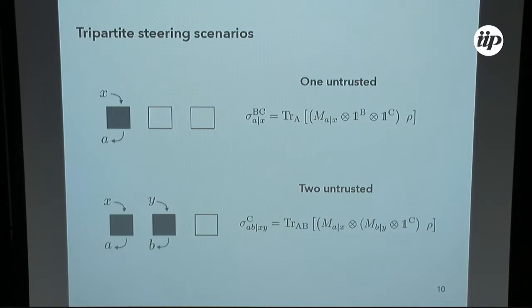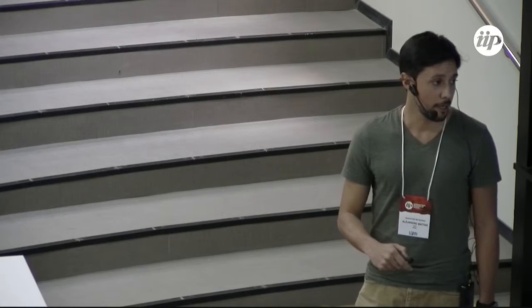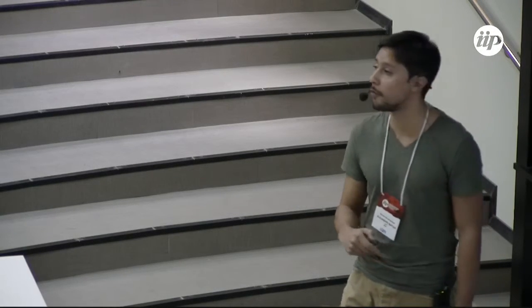Okay, so we will also focus on the tripartite case, of course, for simplicity. So in the tripartite case, you have three boxes, and you have two possible steering scenarios: either one untrusted box or two untrusted. In the case of one untrusted, you have a reduced state for boxes B and C, which is conditioned on the outcome A and the input X of the first box. And if now I have two untrusted or two uncharacterized parties, in that case, the state that the white box C receives is conditioned now on measurements both of X and Y on the first two boxes.